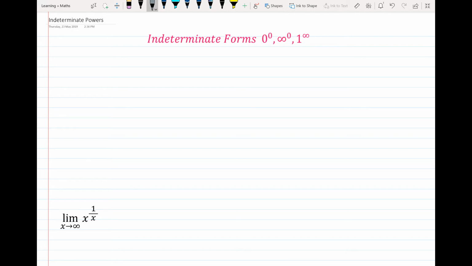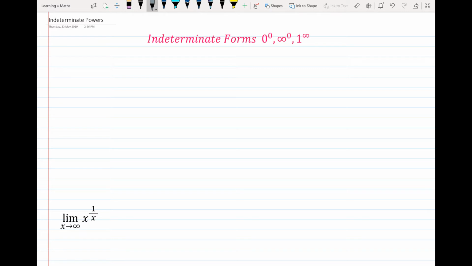Hello and welcome. In this video I'm going to show you some examples of limits that are in the forms of 0 to the power of 0, infinity to the power of 0, or 1 to the power of infinity. Before I solve the first examples for you, I first want to show you the general process for solving these types of limits, and then we solve some examples together.